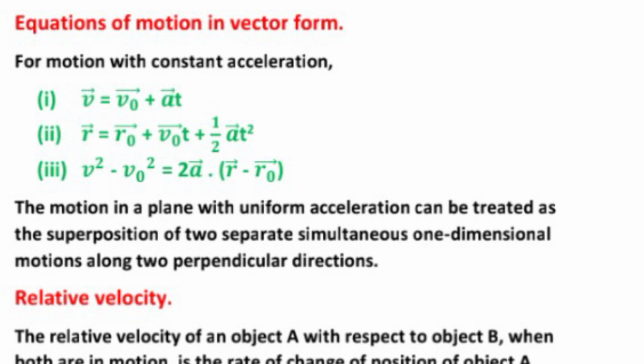Now the equations of motion in vector form. First is v equal to v0 plus at. Second is vector r equal to vector r0 plus vector v0 into t plus half vector a t square. Third is v square minus v0 square equal to 2 vector a dot bracket vector r minus vector r0.